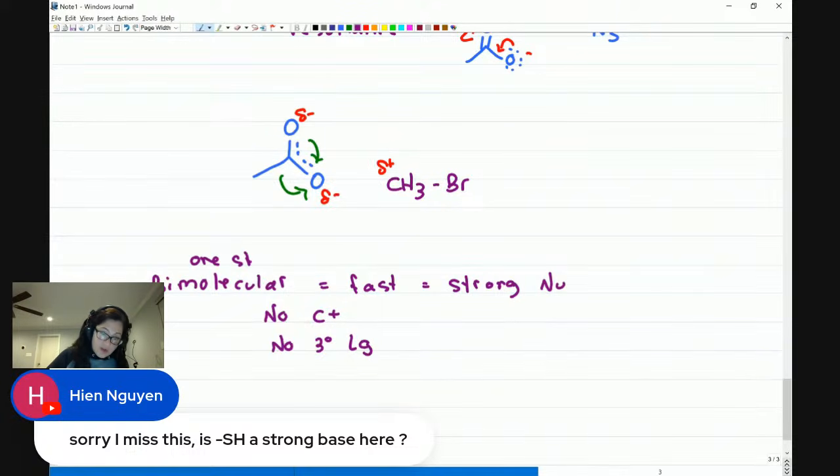Bimolecular means that it is one step. And if there is chirality, there will be an inversion of stereochemistry. All right, that wraps up the SN2 reaction.